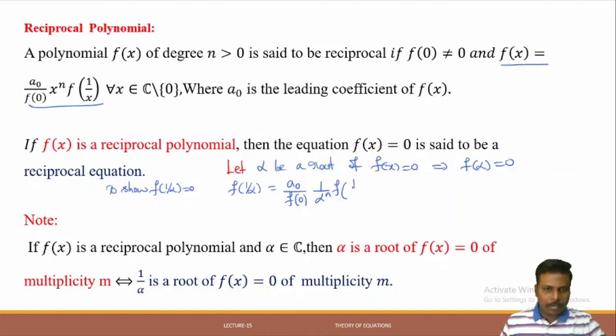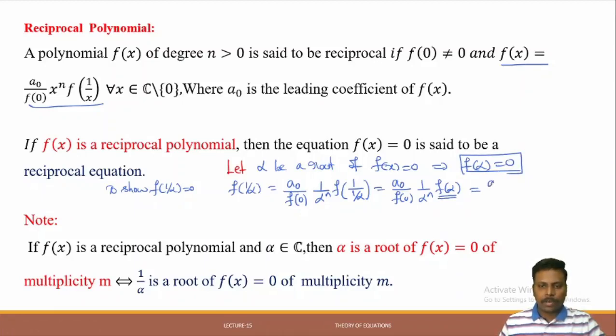into f of 1 divided by 1 by alpha. That is equal to a naught divided by f at 0 into 1 by alpha power n into f of alpha. We are given that since alpha is a root, f of alpha must be 0. So this is equal to a naught divided by f at 0 into 1 by alpha power n into 0. That is equal to 0. So what did we get? F of 1 by alpha is also a root of it.